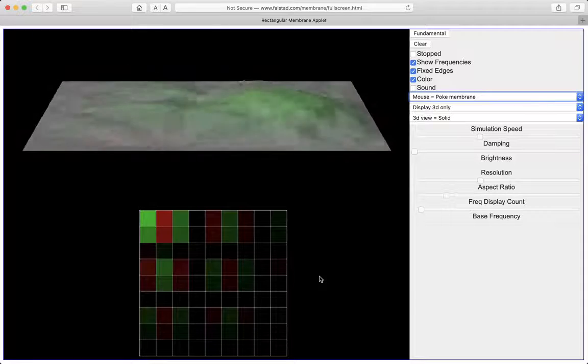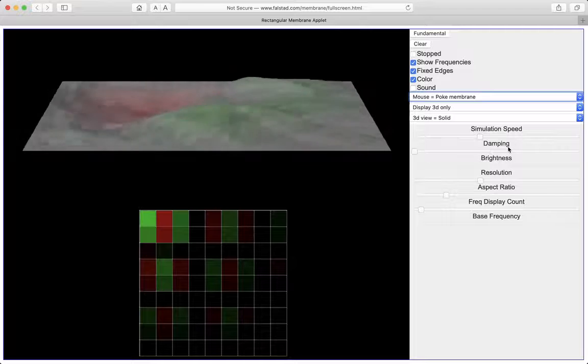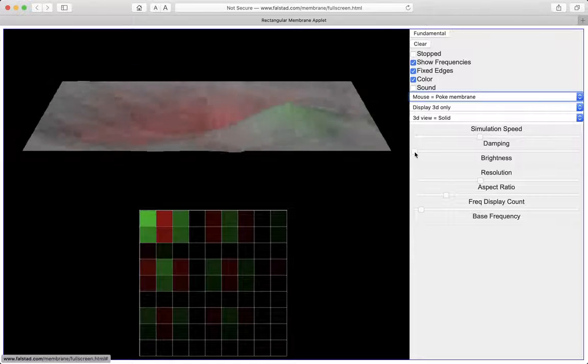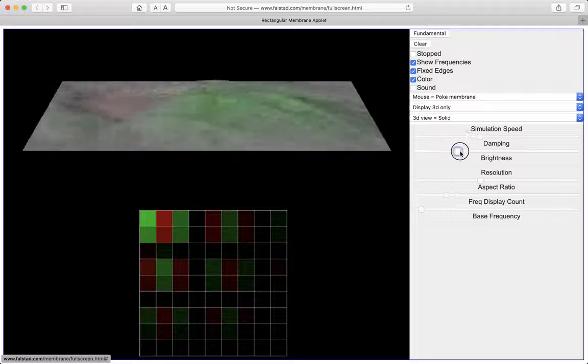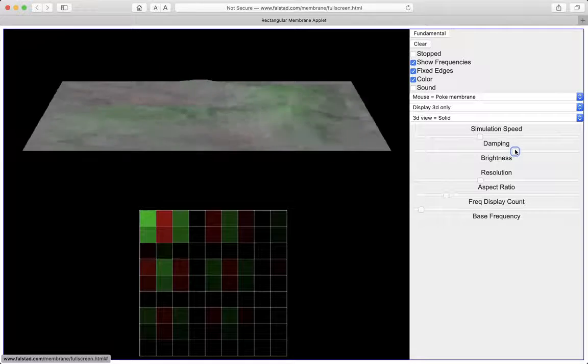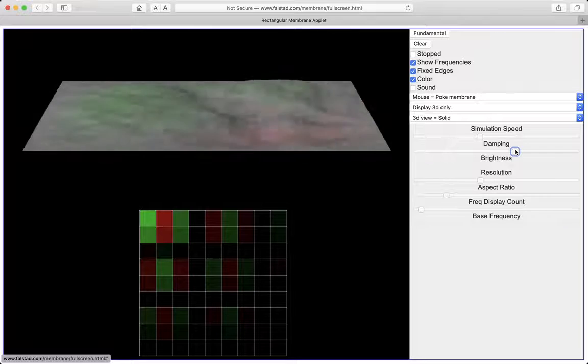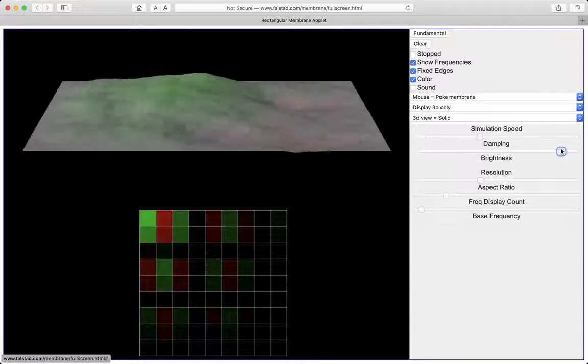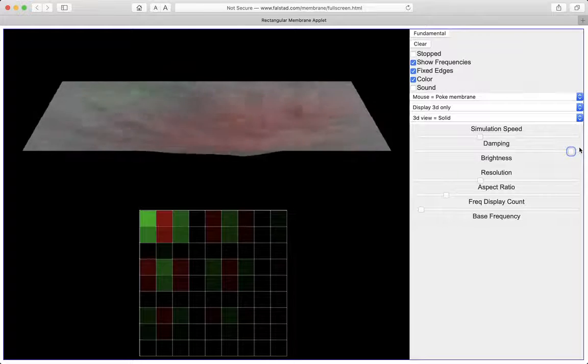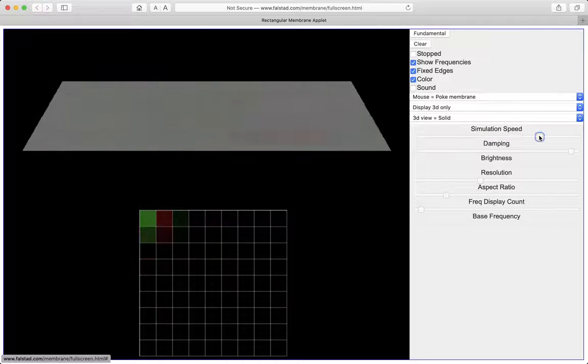Now, if there was damping on, you can see there's a damping button here, we could damp the wave out. So eventually the wave would die out. So if I turn this up, I think eventually it should die out. But it seems to be happening pretty slowly. So I'm going to increase the simulation speed. There we go. And now you see that they eventually die.